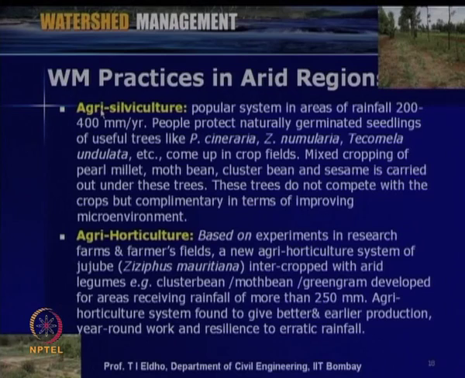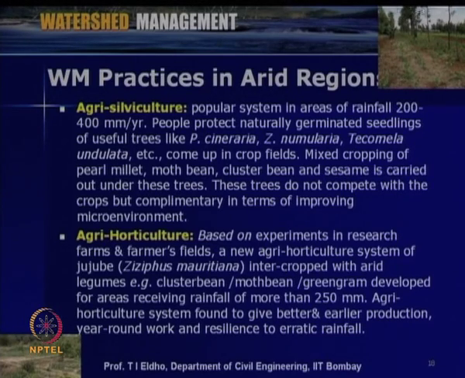And then another system is called agri silviculture. This is mainly a popular system in areas of rainfall between 200 to 400 mm per year. People protect naturally germinated seedlings of useful trees like P. cineraria, then Z. nummularia, like that. These trees come up in crop fields, and then we can go for mixed cropping of pearl millet, moth bean, cluster bean and sesame. These are all carried out under these trees.